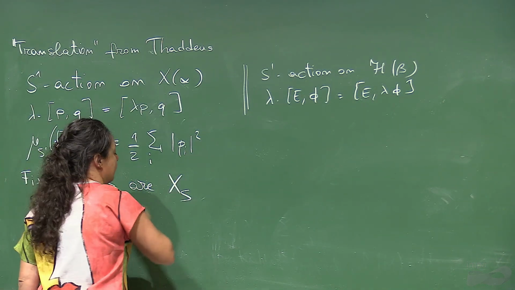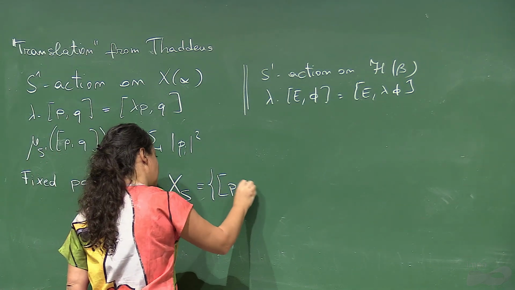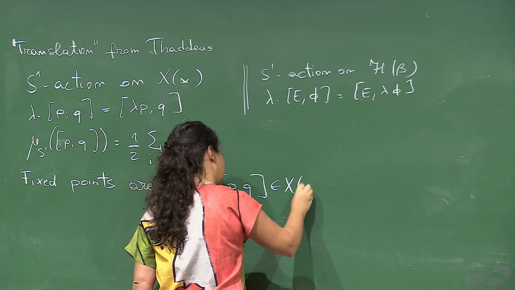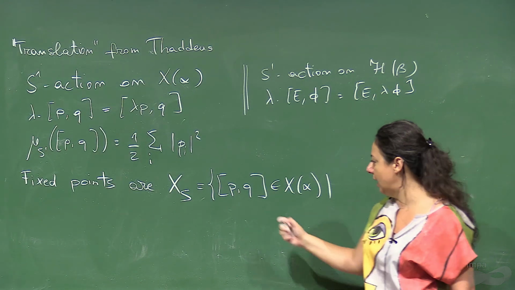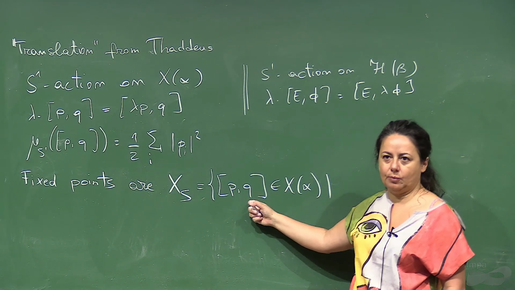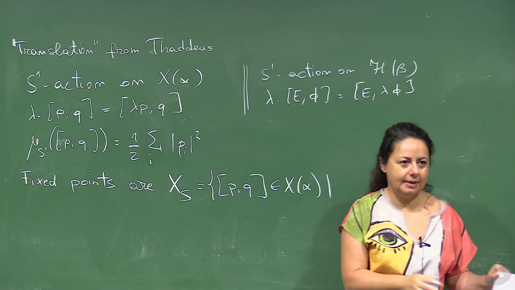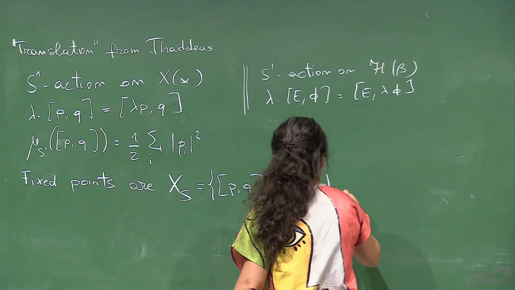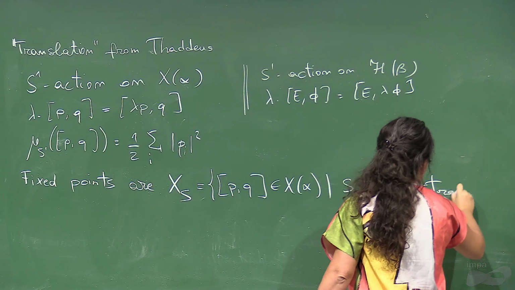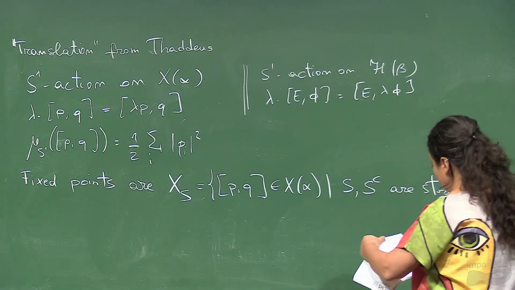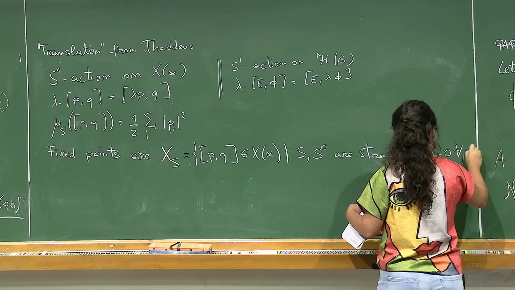And the fixed points for this S1 action are described by what's called XS, which is the collection of those PQ in X alpha, such that we have two conditions. So essentially, we have a partition of the index set 1 through n, and we have that some of the Qi are all positive proportional, and the others are all positive proportional. So such that S and S complement are straight. And the Pj are 0 for every j in S complement.